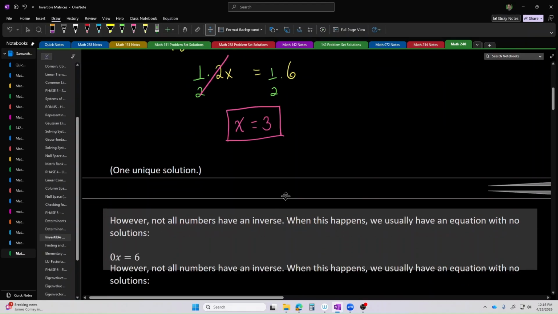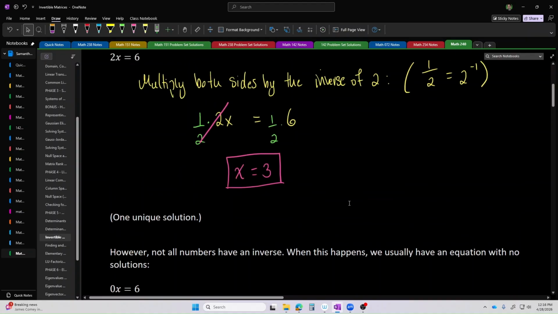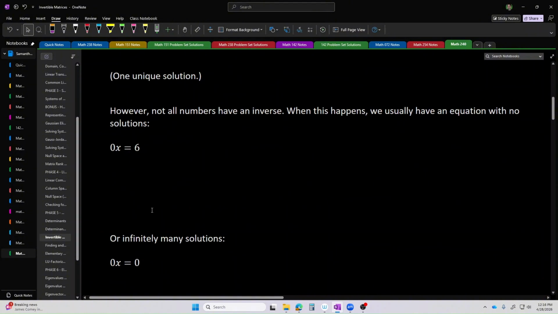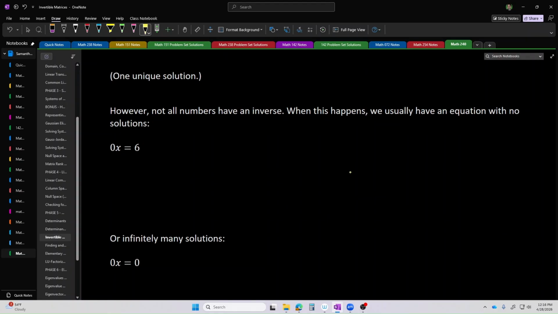Now, even in algebra, we understood that not all numbers have inverses, right? In particular, if I give you an equation like 0x equals 6, it does not make sense to try and solve this equation by applying the inverse of 0 to both sides of this equation, because trying to apply 0 inverse, trying to apply 1 over 0, 1 over 0 is not defined. Or in other words, 0 has no inverse.